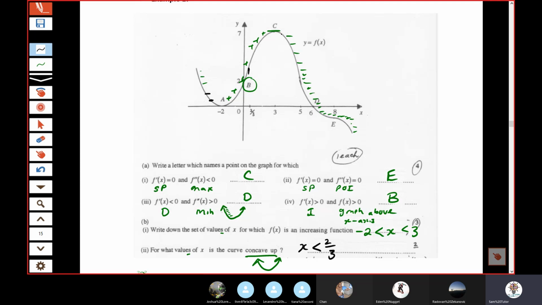Now, concave down, hold on. What about here? Also concave up, isn't it? From 5 to 8. 5 less than x, less than 8. Concave up: x less than 2/3, and 5 less than x less than 8.